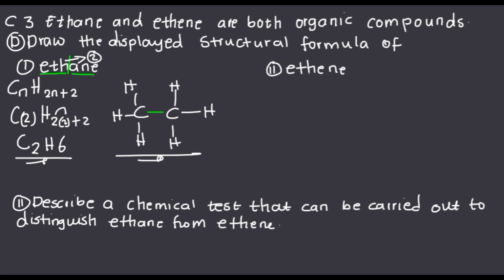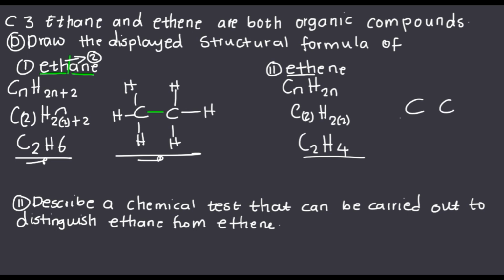Then we move on to this one. The general formula for alkenes is CnH2n. The same, eth is 2, so for this one it is C2H4. Then you write the 2 carbons. Now under alkenes, remember at least to put a double bond between 2 carbon atoms. So the other remaining bonds will be here and here. This is where we're going to put the 4 atoms of hydrogen.